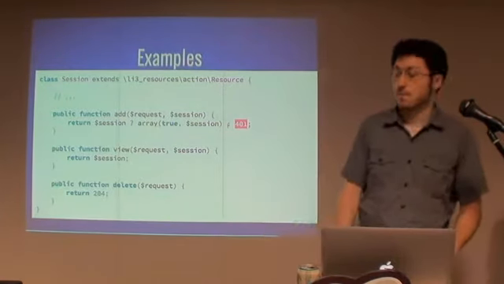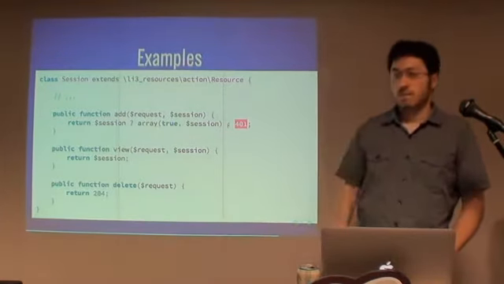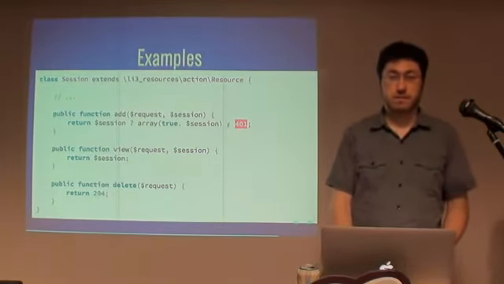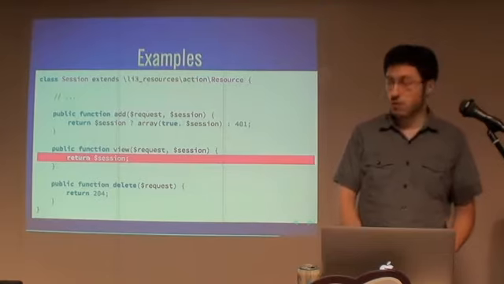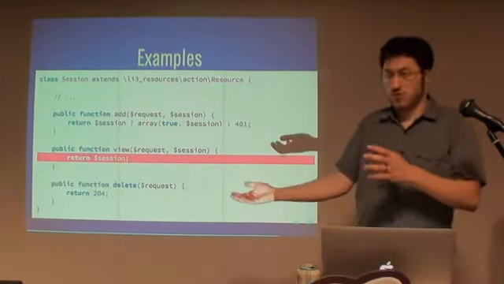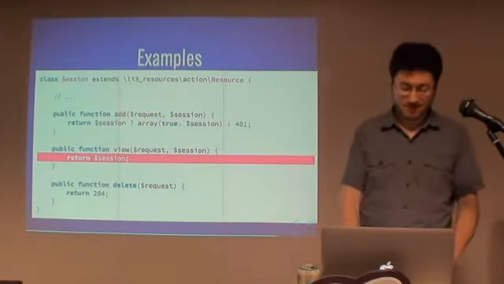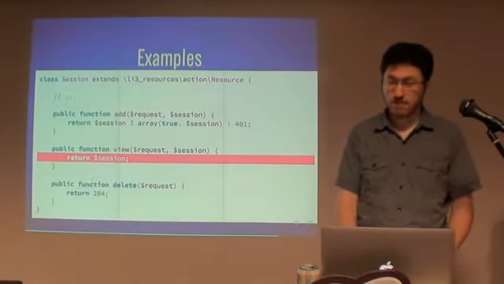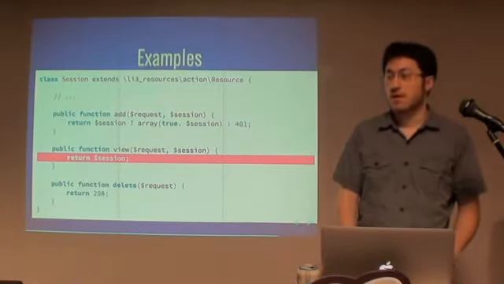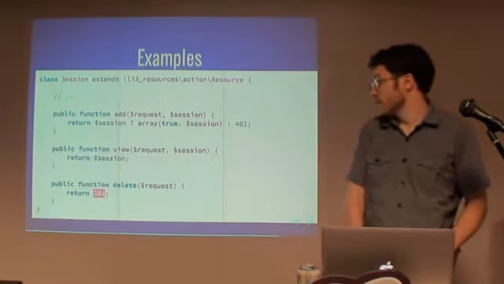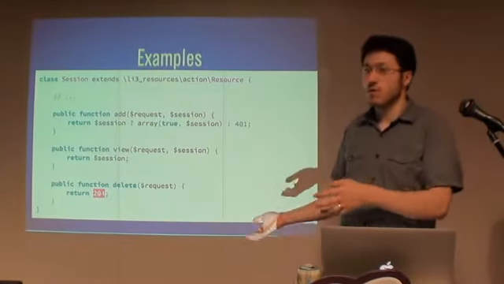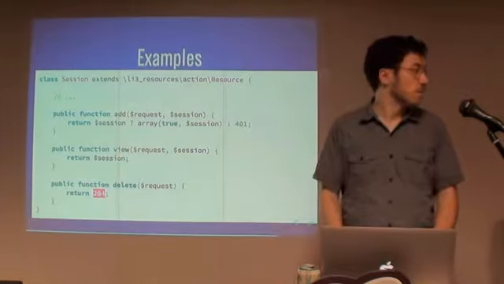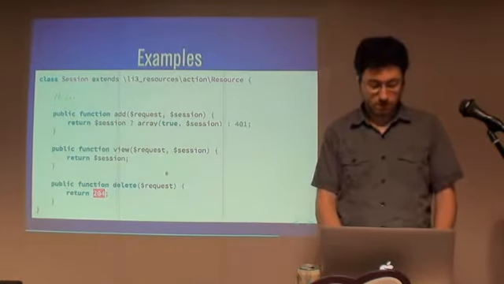If the session data is empty, that means the validation failed, so we'll return an HTTP 401. To return the user's session information for a view request, you just return it. And deleting the session data always succeeds, so we just return a 204 no content.